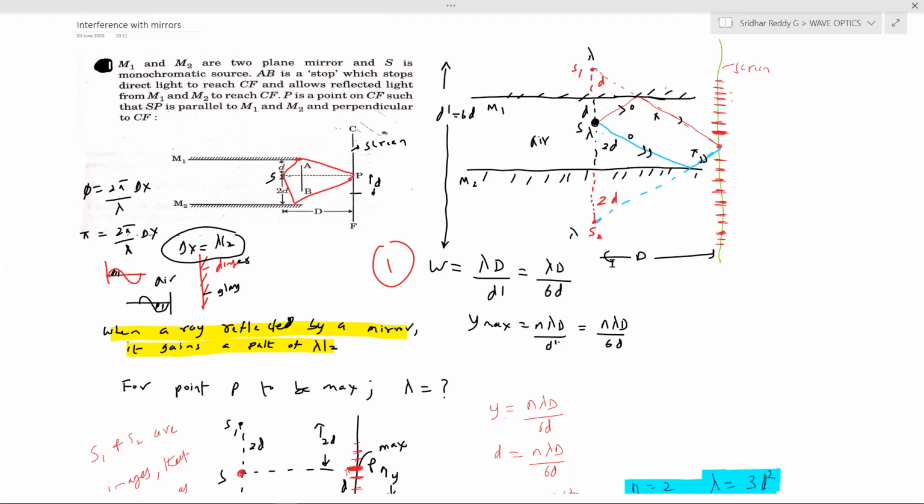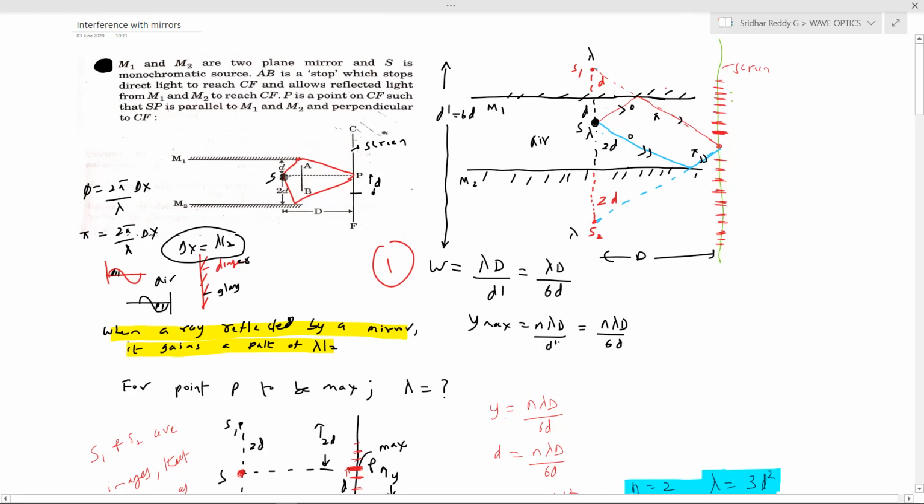As now we have certain idea from the Lloyd's mirror, the same concept based on that, I'm taking this one. Let me take M1, M2 as two plane mirrors. S is a monochromatic source. AB is a stop. What does it do? It will block the light. It will not permit the direct light to reach the screen. So all the light that reaches will be only the reflected light.